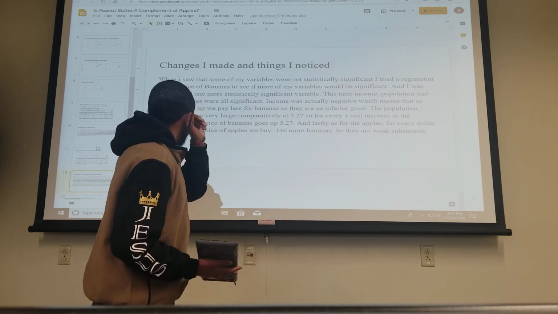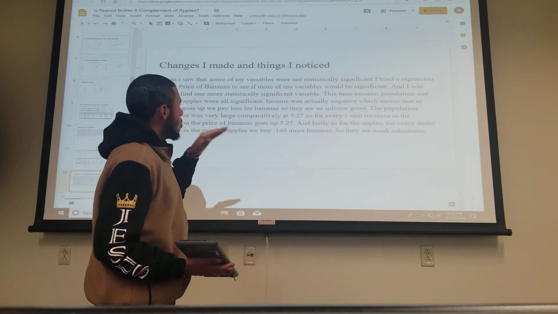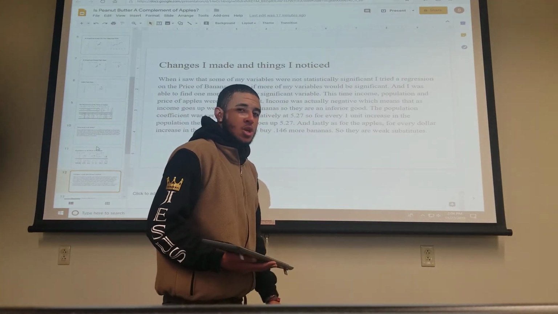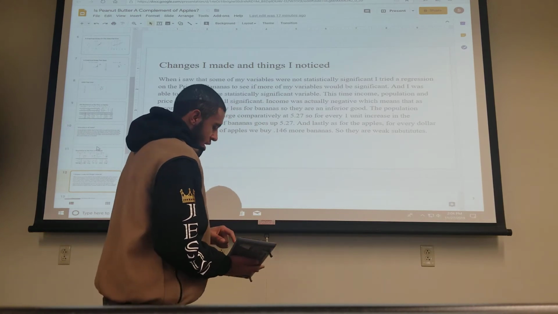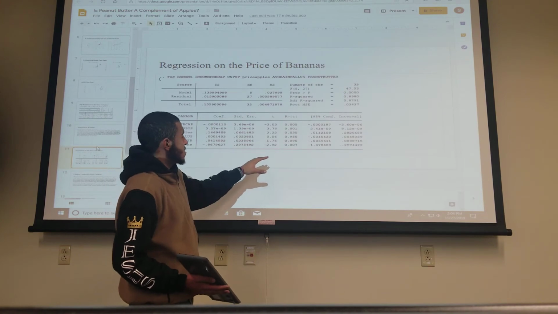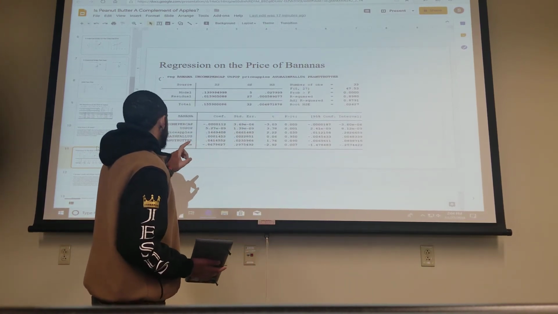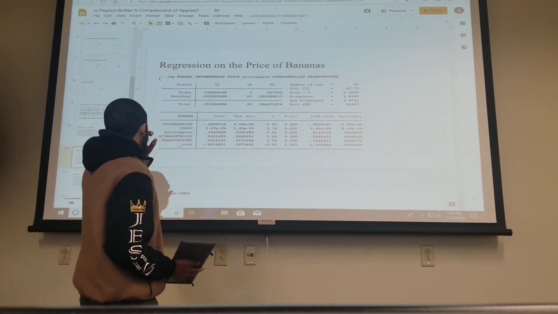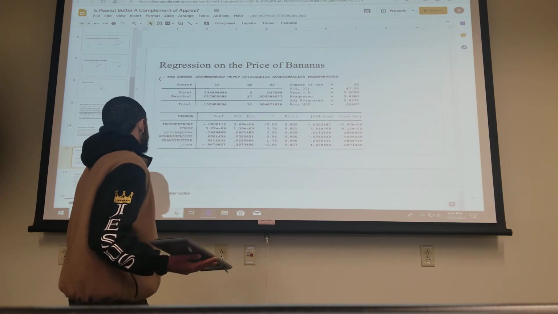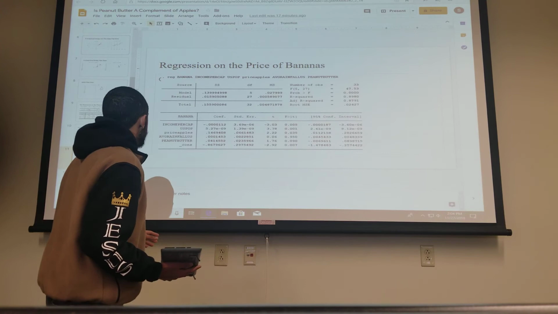And lastly, for the apples, for every $1 increase in the price of apples, we buy 0.146 more bananas. So they're weak substitutes. Still expecting a substitute relationship here. And then I think I was trying to do peanut butter on this one too, but peanut butter actually was not statistically significant, just by a little bit. But as the price of peanut butter goes up by $1, you buy 0.41 more bananas.